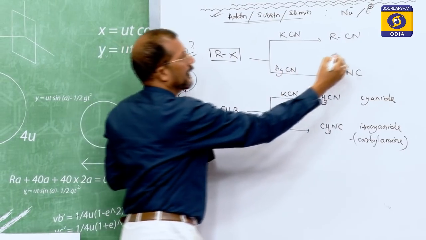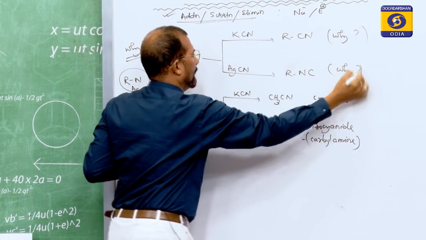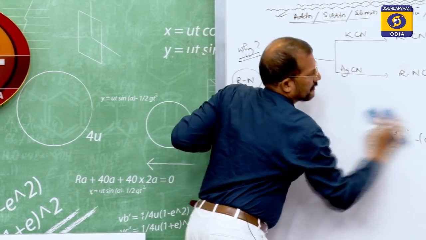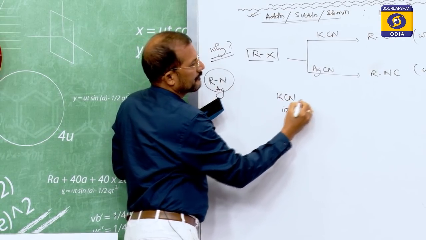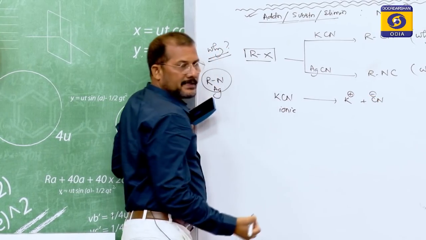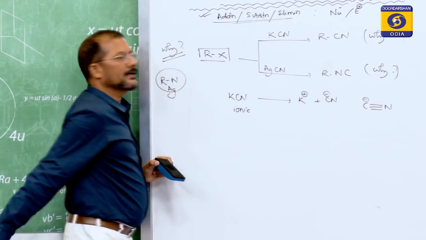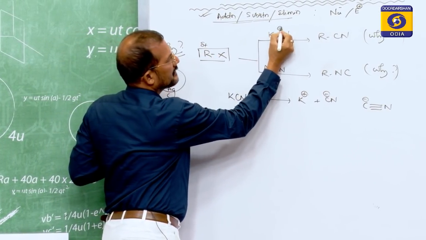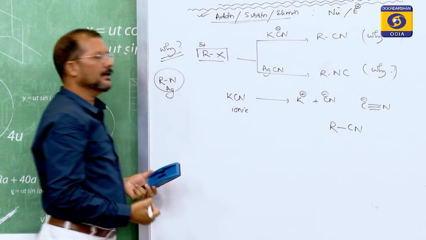Why does this happen? Let us discuss why. Because KCN is ionic. It produces K plus and CN minus. In CN minus, the negative charge is over the carbon atom. That is why you see the bond is between R and C.